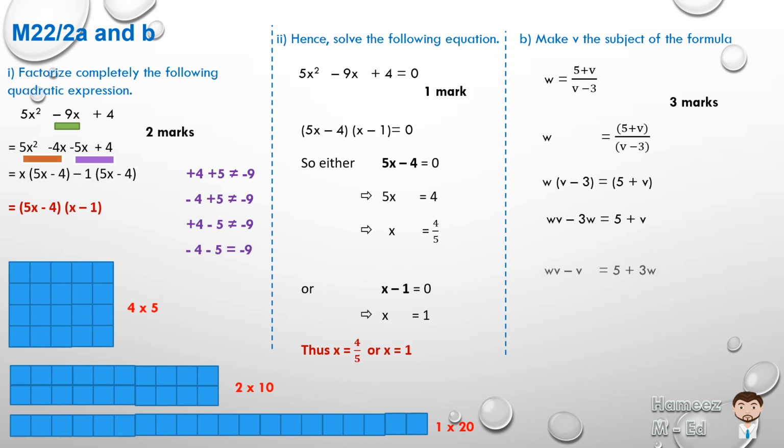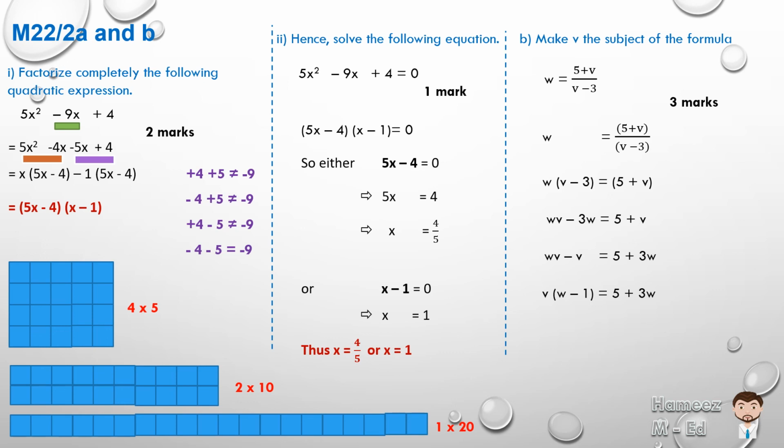So let's bring the v across. So we'll have wv plus v becomes minus v is equal to 5 minus 3w becomes plus 3w. And now we can factorize out the v. So we get v by (w minus 1) is equal to 5 plus 3w.